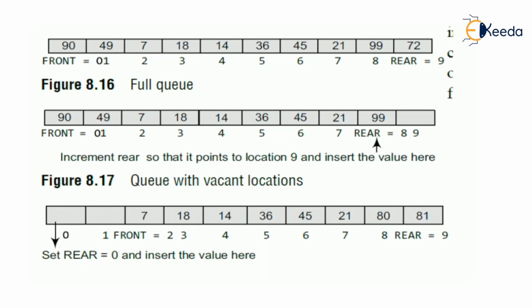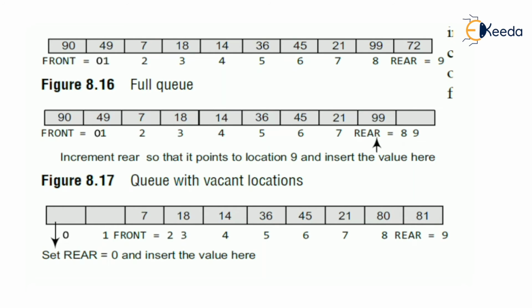Now, the first example is the example of a full queue. Here, if front is equal to 0 and rear is equal to max minus 1, then the circular queue is full, as we discussed in the previous slide. Now in this figure 8.16, a total of 9 elements are present. Front is equal to 0 and rear is equal to max minus 1. This condition is satisfied over here in the figure of the full queue. Total 9 elements are present.